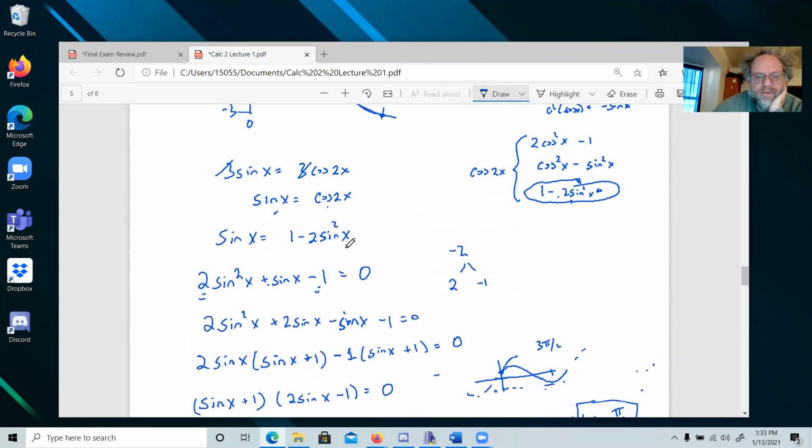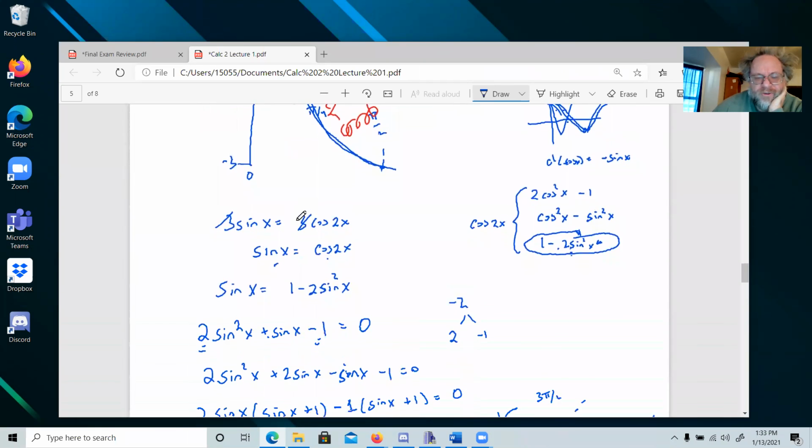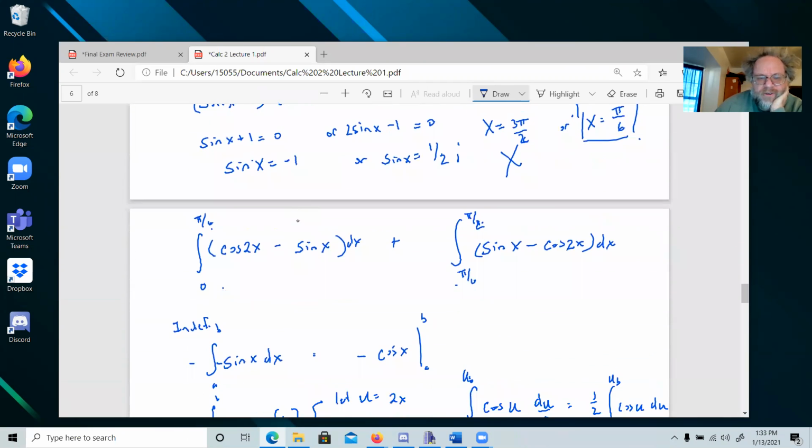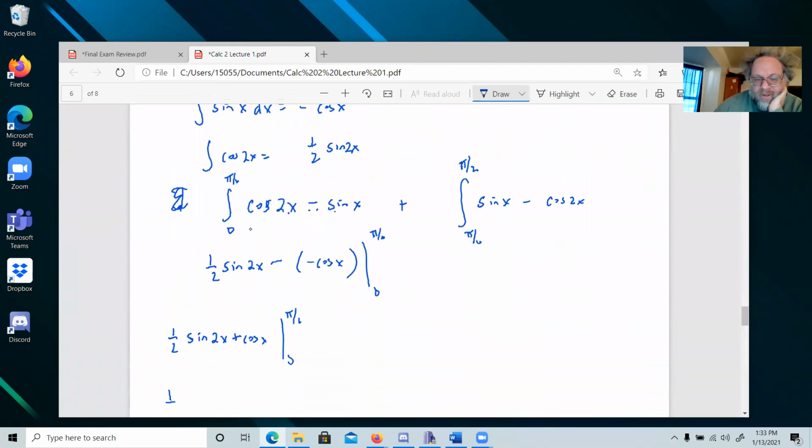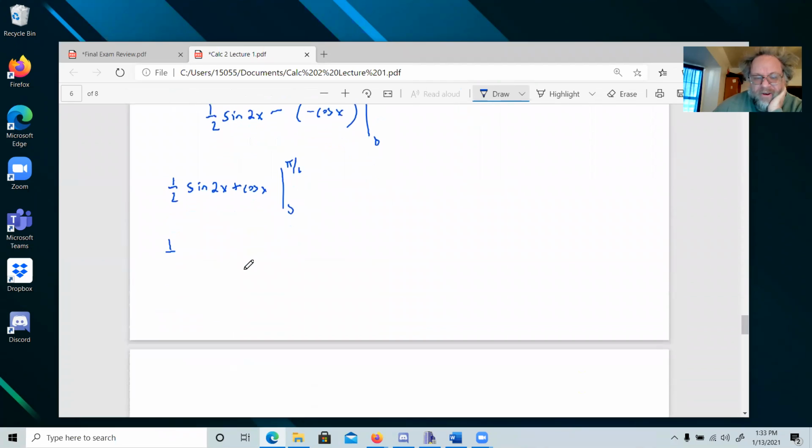I forgot all about my 3 way at the beginning here, because this is still 3's. This is still 3, because it's 3 times both of these. We don't need it for this, but there's a 3 way out in the front here. Okay, so we've got 1/2, we've got all this going on here. Okay, we've got 3, and we've got 1/2.